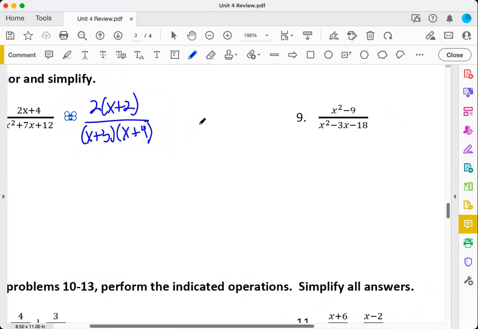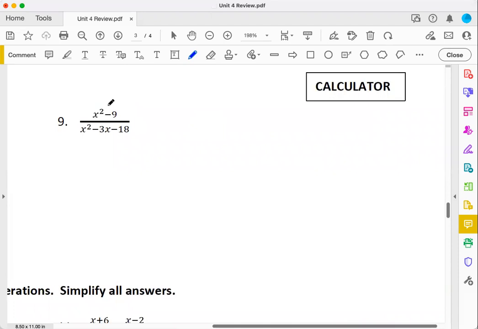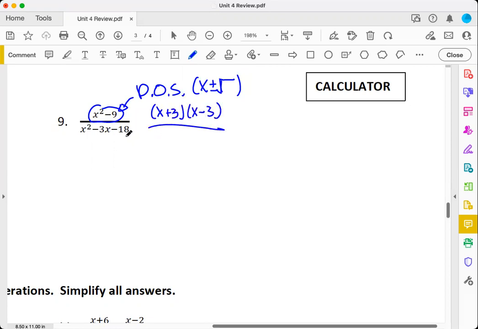Wow, fascinating. Nothing canceled. Difference of squares up here, which again means that it's going to be x plus or minus the square root of this constant. And that'll give you those 2 binomials. Okay, so this is x plus 3, x minus 3. Down here, factors of negative 18 that add up to negative 3. So it's going to have to be negative 6 and 3.